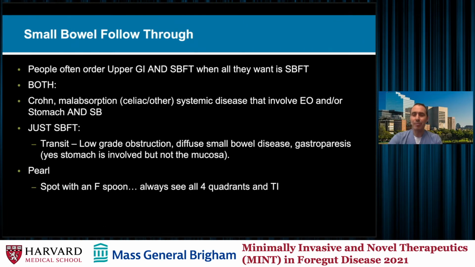If you want the upper GI small bowel follow-through, great, we are happy to do it for you. But remember, it's okay to get a small bowel follow-through without also getting the upper GI. And I spot with an F-spoon because I always want to see all four quadrants and the TI.